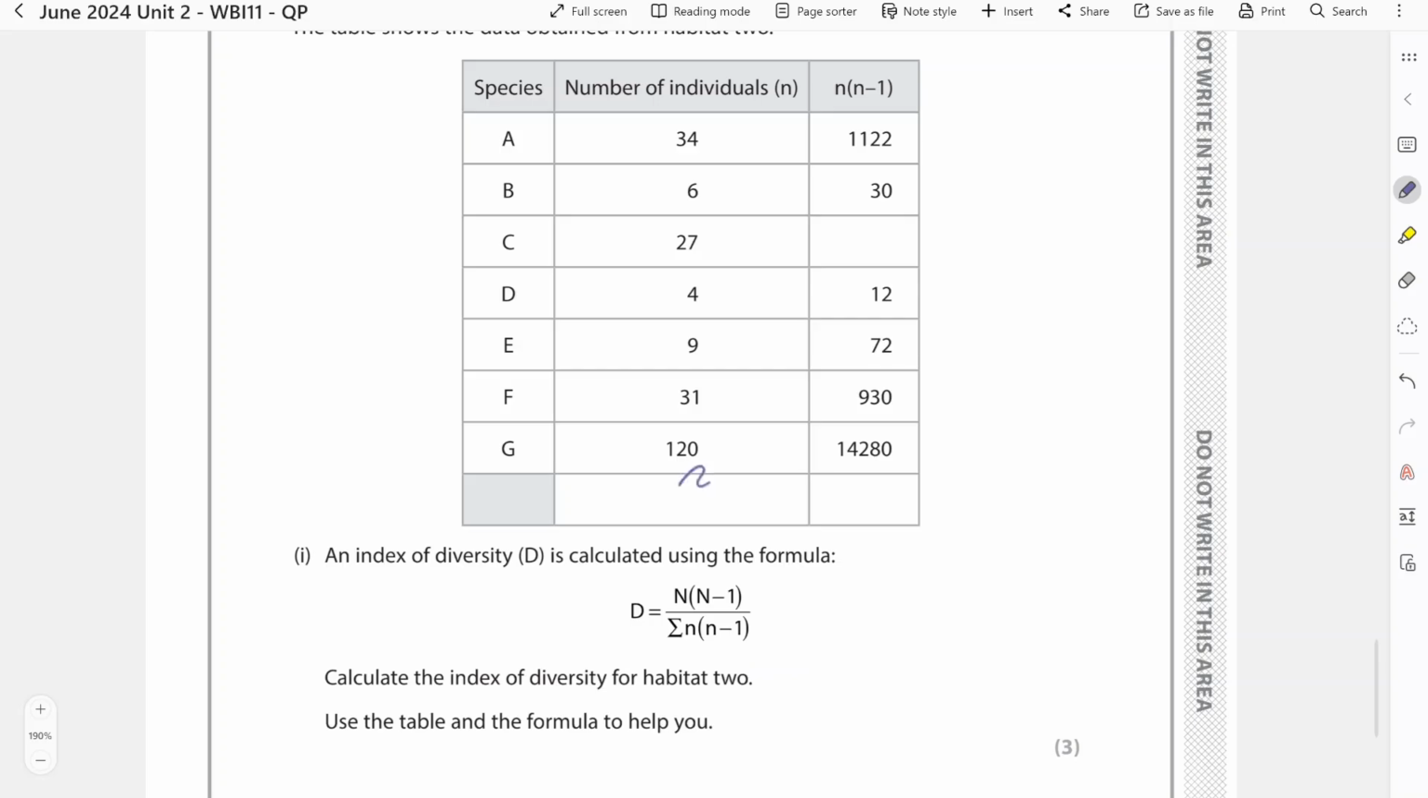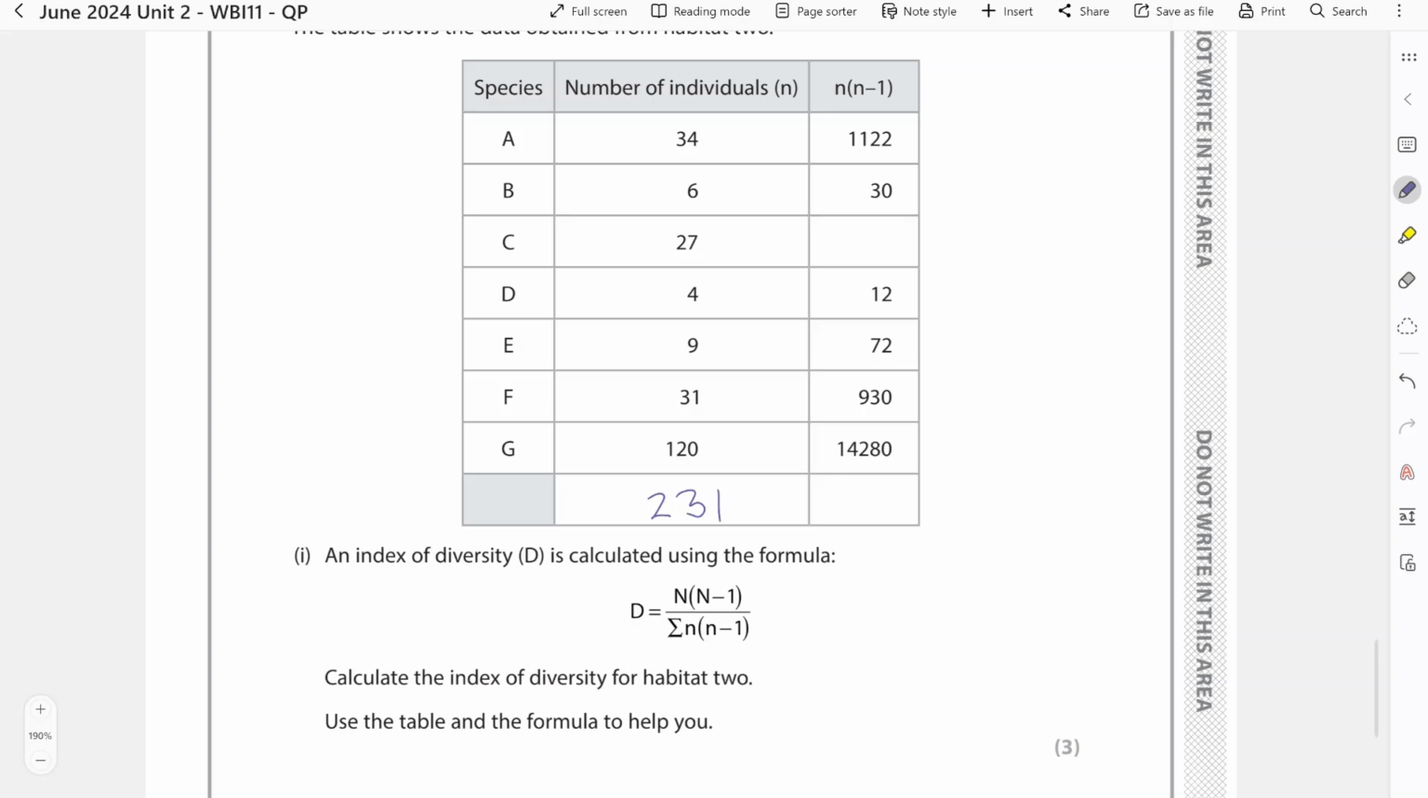So here at the bottom, we would want to write out the total. So we're going to use a calculator for this. So 34 plus 6 plus 27 plus 4 plus 9 plus 31 plus 120. That gives us 231. I'm going to do the same with the other column.